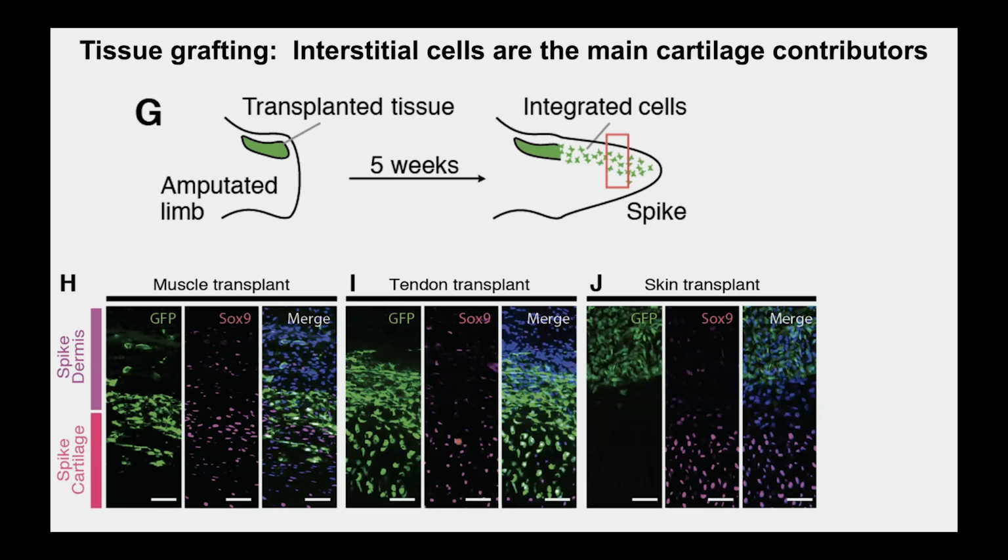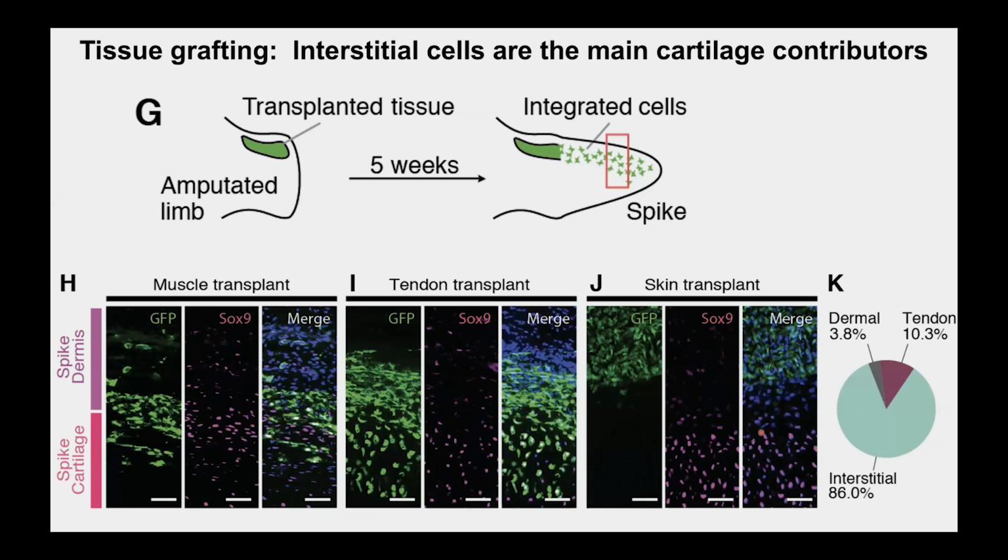In contrast, when we transplant a piece of skin, and these would be dermal fibroblasts, they go into the blastema, but we don't see them contributing very much at all to the SOX9 positive cartilage cells, which would be consistent with the single cell data that the dermal fibroblasts were forming their own little mini time course.